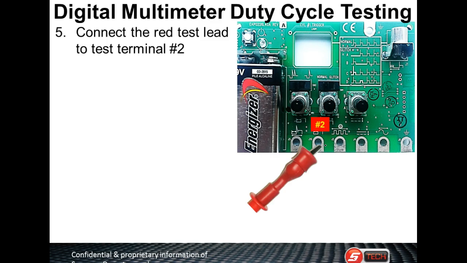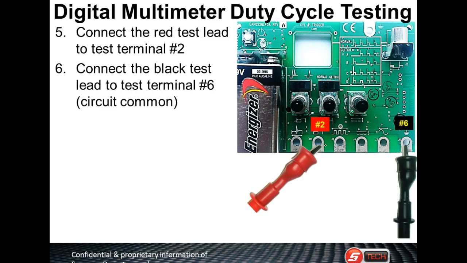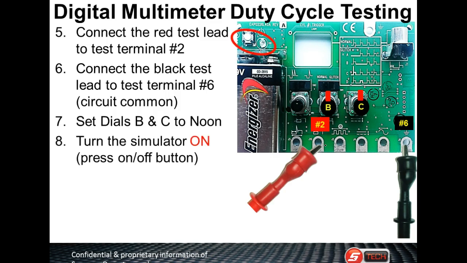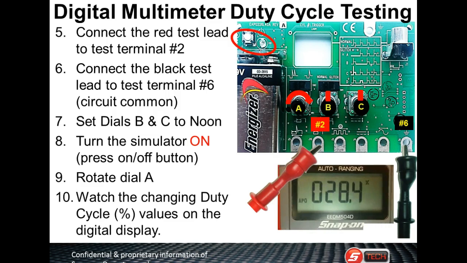So the higher the duty cycle, the more average DC these devices are going to see. Black, so we're between 2 and 6. And then we're going to be playing around with C and D. Turn simulator on. Rotate dial A. And notice the duty cycle is displayed as a percentage. Look at that.